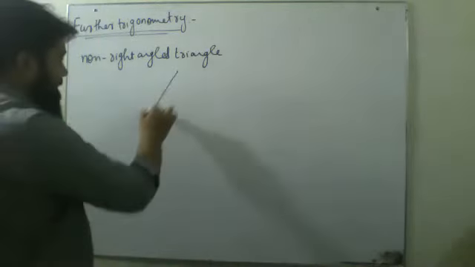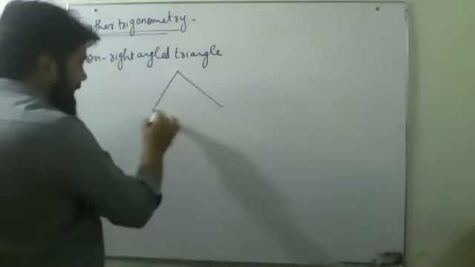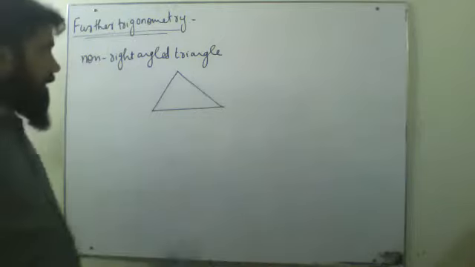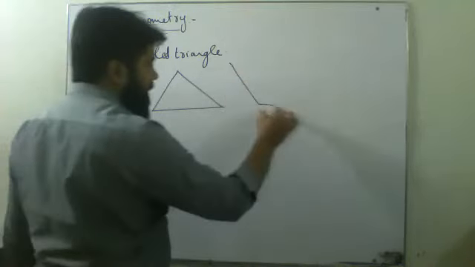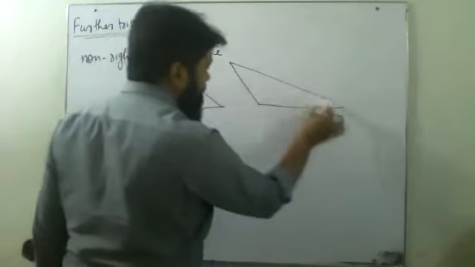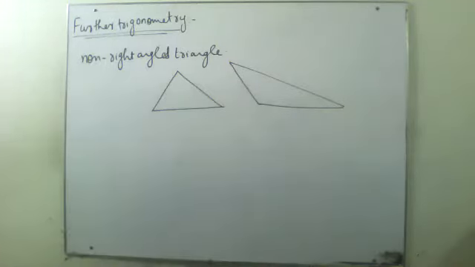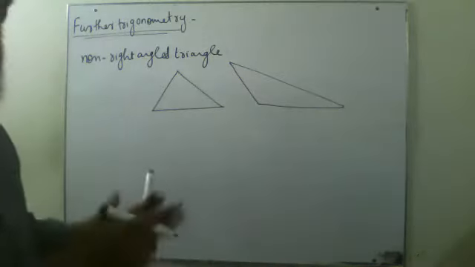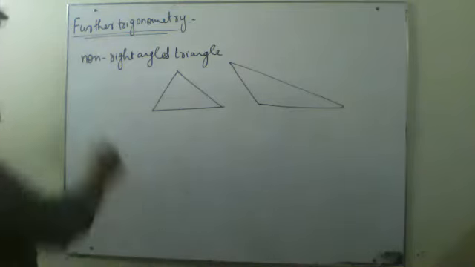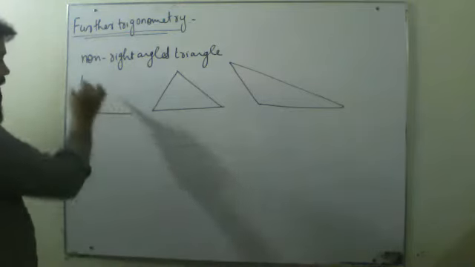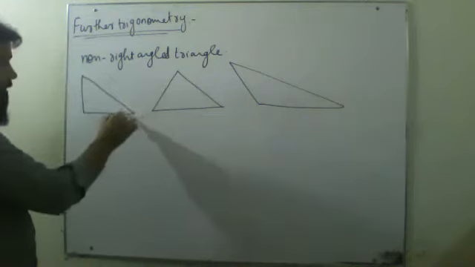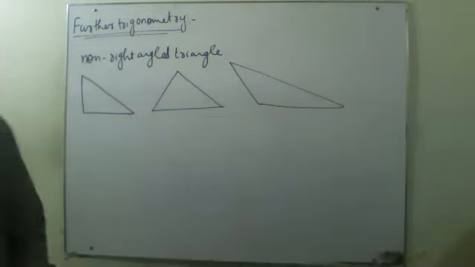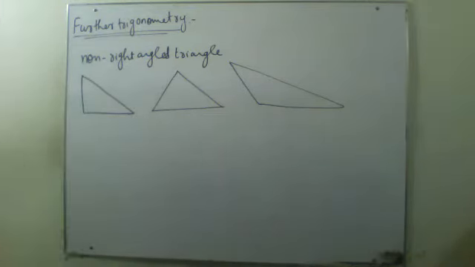It can be an acute one, it can be an obtuse one. These things can be there. And even a right angle triangle can come over here, but mostly it is about non-right angle triangles. That is the first thing which you have to remember.